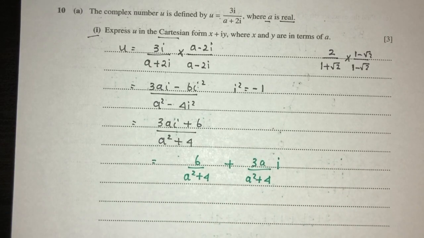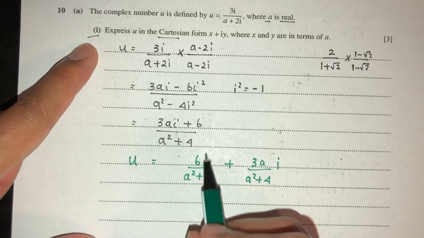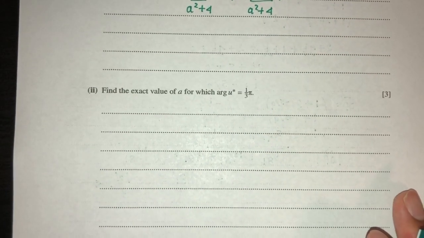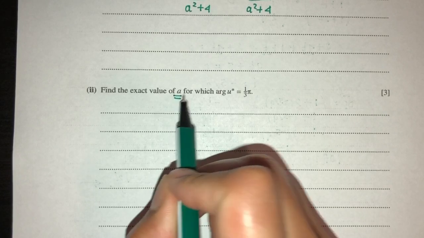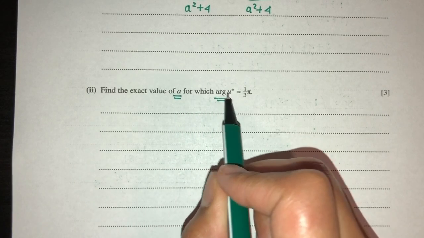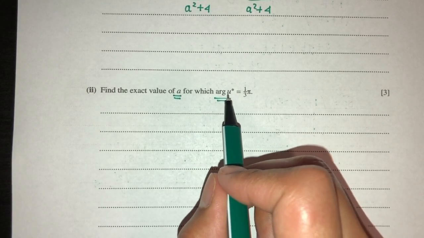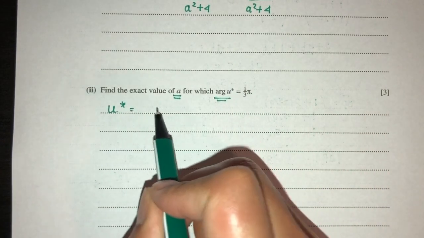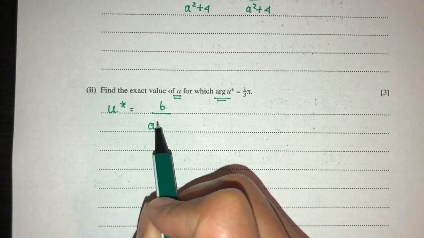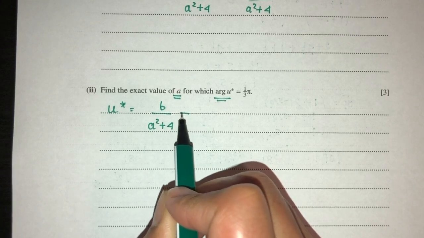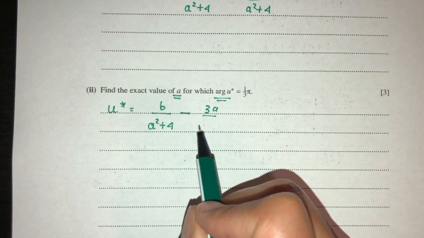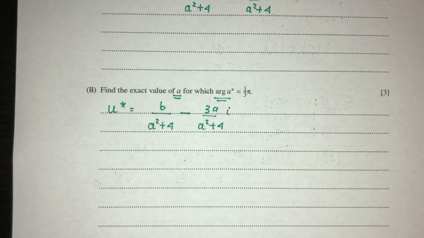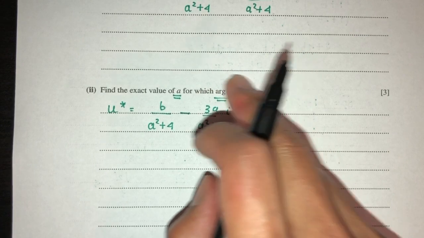This will be your answer for part 1, where you have your imaginary part and your real part. Now for part 2, find the exact value of a if the argument of u, this is the conjugate, is equal to this. So first, what is this? It is equal to 6 over a squared plus 4 minus 3a over a squared plus 4 i. Now, how did you find this value?